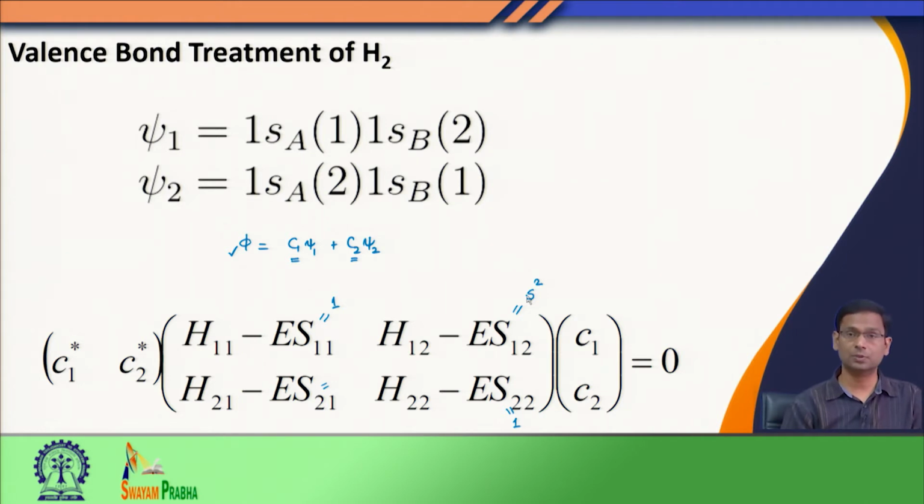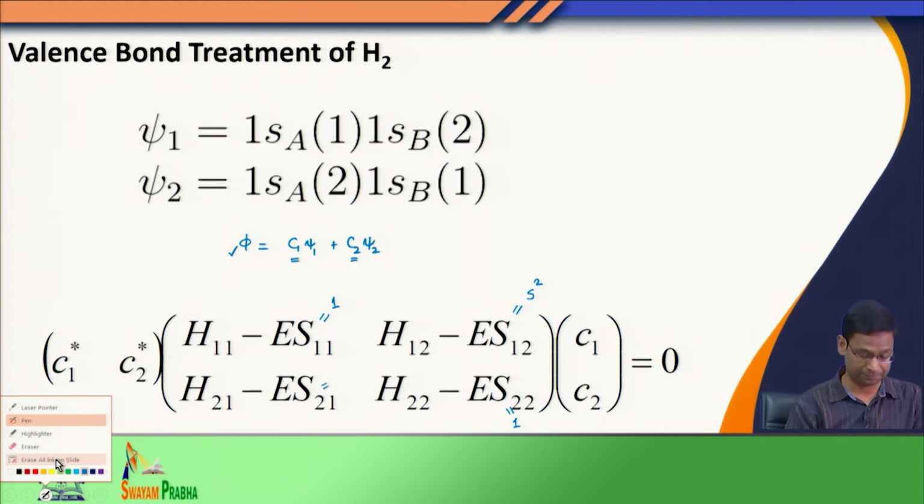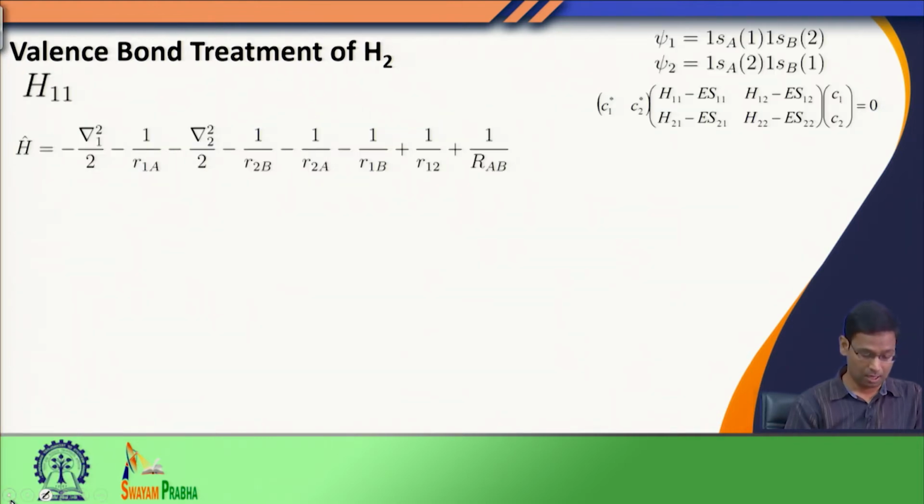So, in today's class, we will look at the other terms in this equation and see how we can obtain them. Since we have already determined the overlap integrals, what is unknown now are these energy integrals, and that is what we will discuss. The first topic is to find this energy integral corresponding to H 1 1.